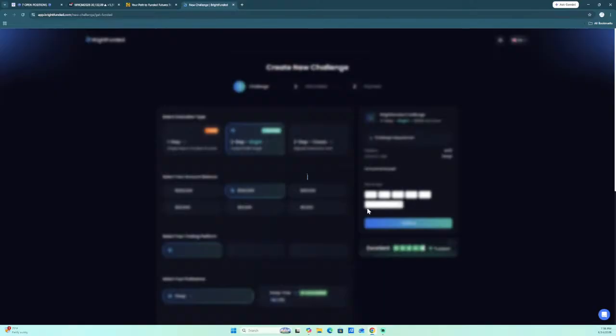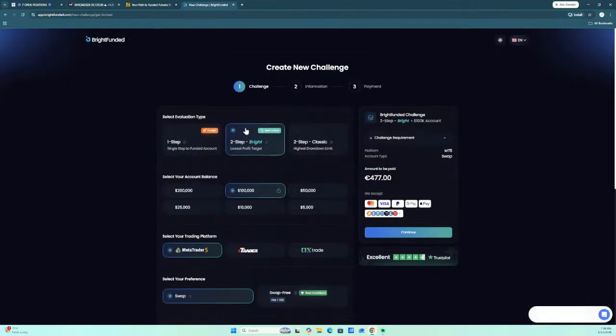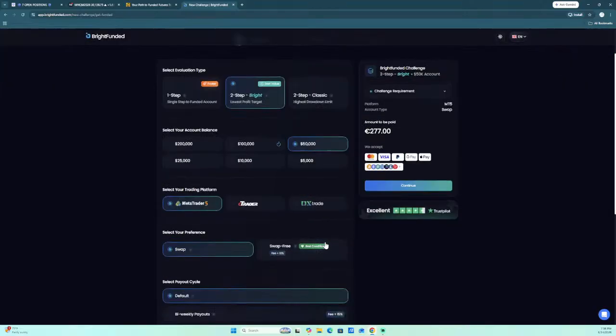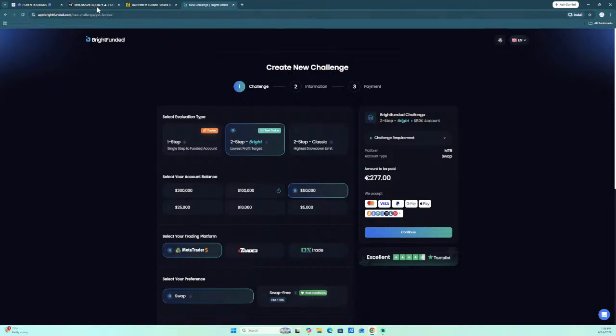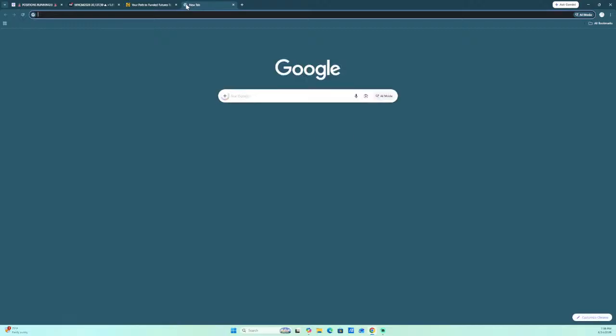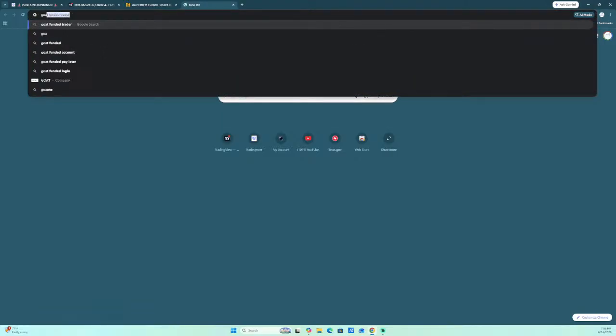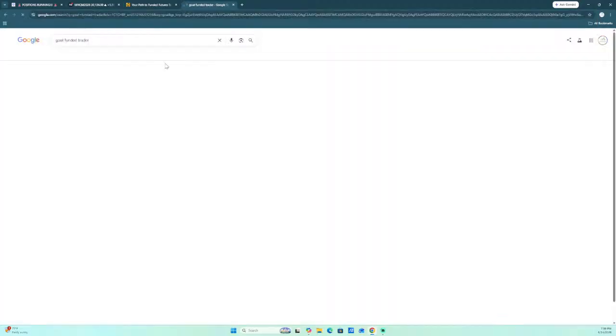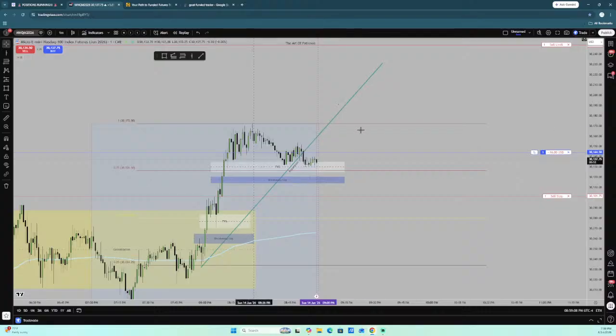Let's check out these accounts. So a 2-step 50K, amount to be paid is €277. It's a little pricey, bro. And I don't like that the platform that you're able to select is not TradingView, so it's already disqualified from my list. DNA Funded. Goat Funded Trader. What the hell is Goat Funded Trader?